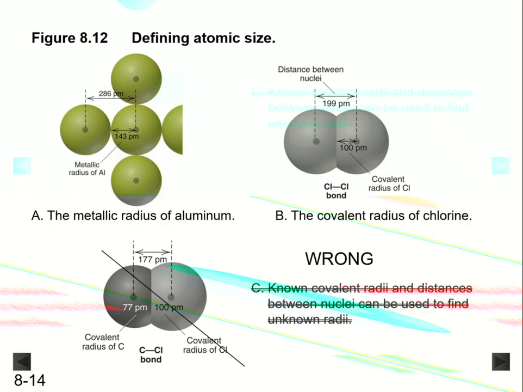Now, next we're going to define atomic size, and there are 3 things to look at to defining atomic size. And your book talks about all 3, and I put one on here because the book has a pretty significant error that can be misleading. So we're going to identify that error.